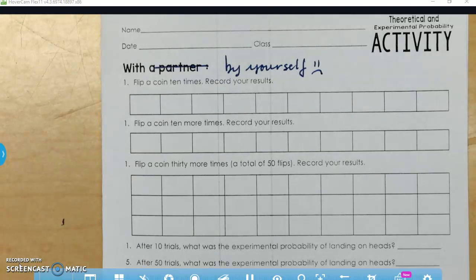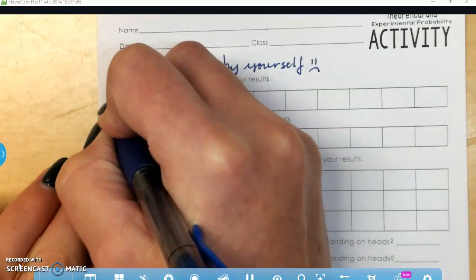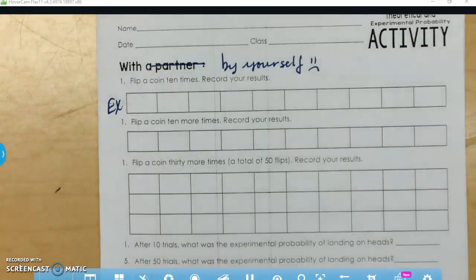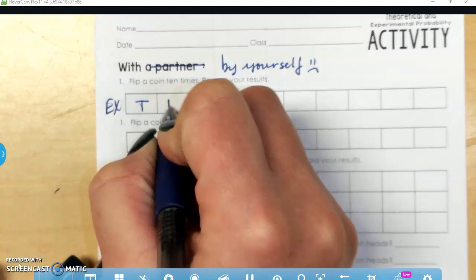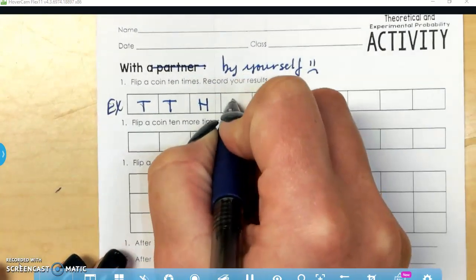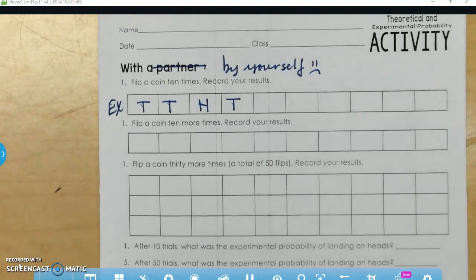So what you guys are going to do is you're going to use these tables to organize your results. So it says flip the coin 10 times. So you guys are going to start flipping the coin 10 times and write down your results. I don't have a coin handy, but let's imagine I have flipped it 10 times. You're going to use your own example. But I would say, okay, tails, tails, heads, tails, and so on. And you're writing down what you guys come up with, okay?